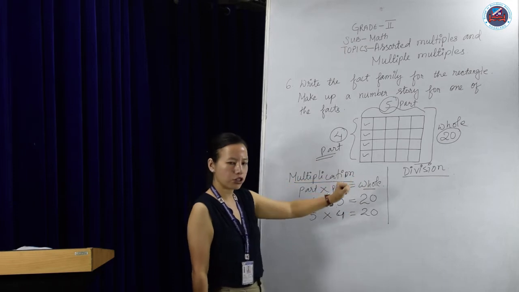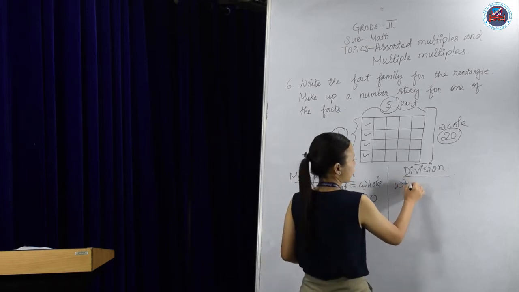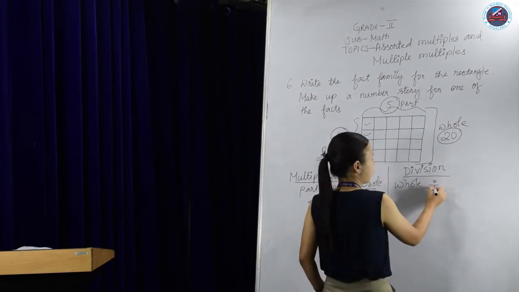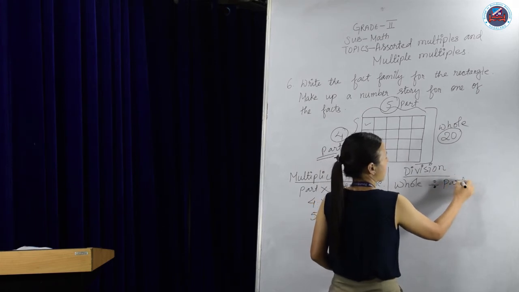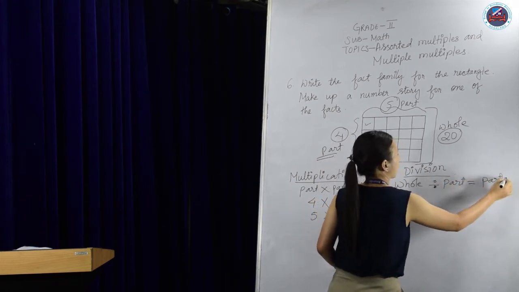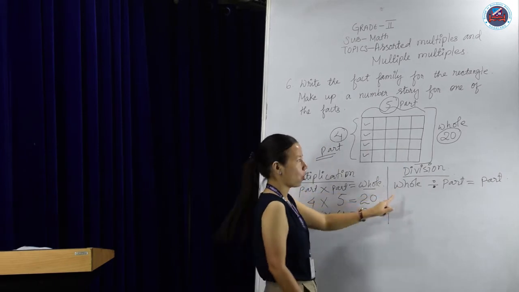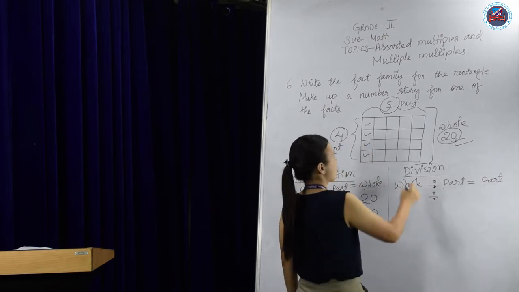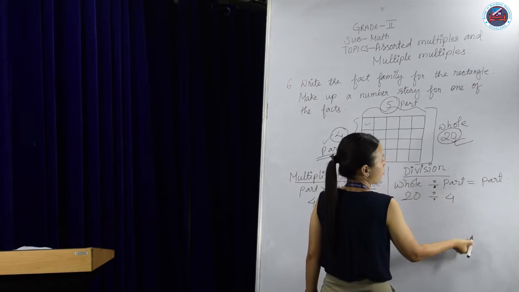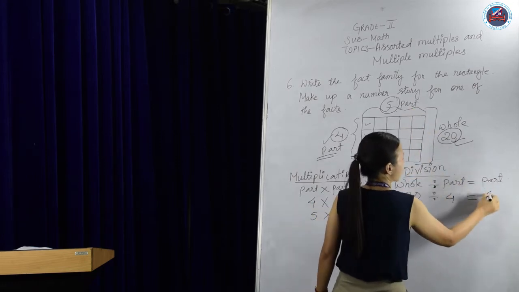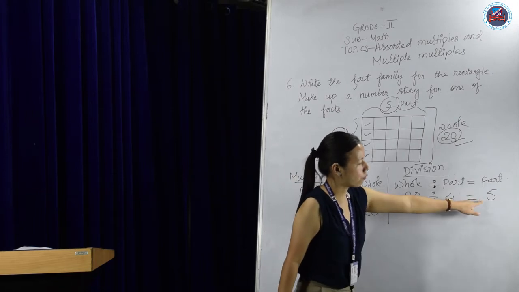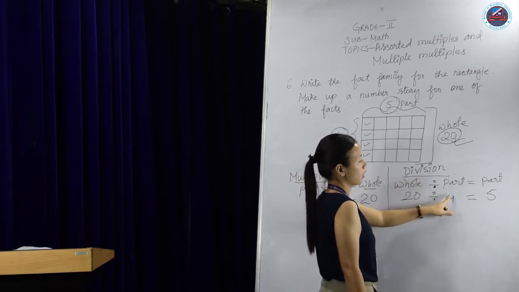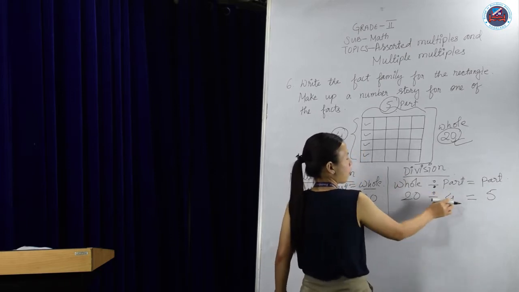Now let's find the divisions. For the divisions, we will write the total first, that is the whole first. And then we will use the division sign, and then we will write the part, and then the other part. We know that the total is 20. So we write 20, then put the divide sign. One part we got as 4, so we write 4 here, equal to, the other part is 5. So 4 5s are 20. So 20 altogether, divided by 4, if you divide it equally into 4 parts, we get 5.